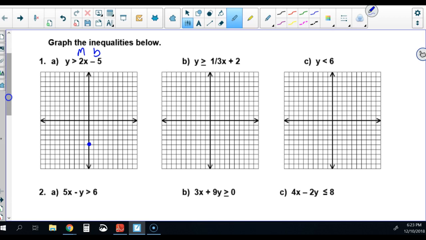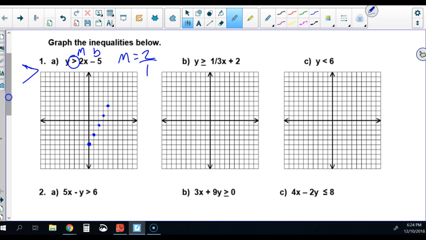I gotta look at my slope. I need that to be a fraction so I can see rise over run. I'm going to rise up 2 and run over to the right 1 to figure out the pattern of my line. It's going to look like this. Once I know that, do not draw your line on there yet because you have to look at your symbol greater than here. That tells you what the line looks like and where your solutions are at. So where to shade, in other words.